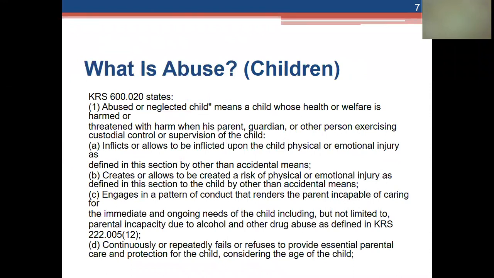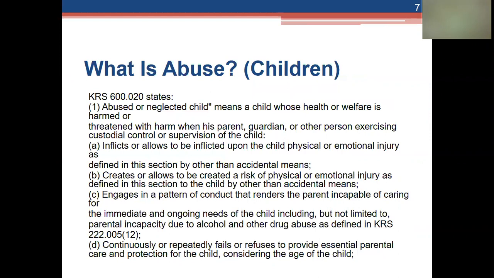Now we need to discuss abuse in children. Hopefully none of you run across this, but in case you do, let's touch on it. Based on reg language, the definition states, abused or neglected child means a child whose health or welfare is harmed or threatened with harm when his parent, guardian, or other person exercising custodial control or supervision of the child inflicts or allows to be inflicted upon the child physical or emotional injury as defined in the section by other than accidental means. Creates or allows to be created a risk of physical or emotional injury as defined in this section to the child by other than accidental means.